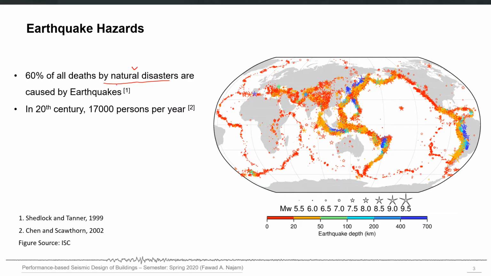It has been estimated that out of all the deaths caused by natural disasters, around 60% of them are caused by earthquakes. And if you look at the 20th century data, around 17,000 deaths per year are caused by different earthquake events around the globe. So this figure tells us the historical data, and the stars or symbols shown here have a size showing the actual magnitude which was recorded, and their color is showing the depth.